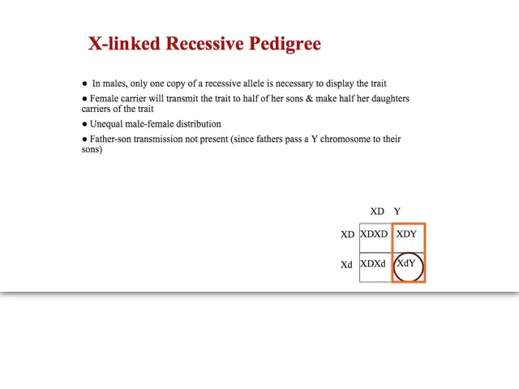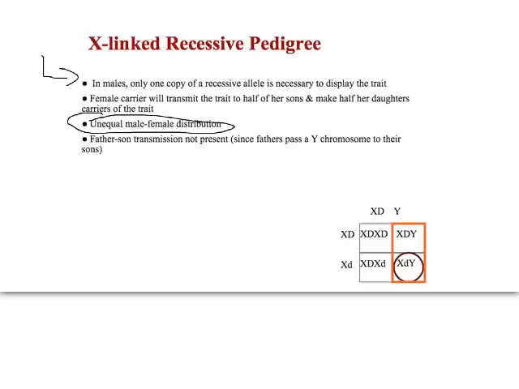Okay, so the big clue that will tell you, if you're looking at a pedigree, that it's X-linked recessive, is that you will see unequal male-female distribution. Because we know X-linked recessive traits are much easier for males to get than females, because males only need one copy and females need two.